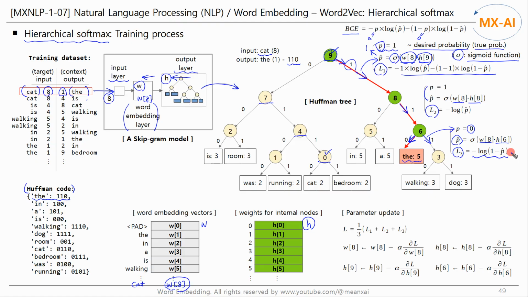Now that we have computed the loss function, we can update W and H via backpropagation. Calculate the average of the losses obtained above. Then we use gradient descent to update W8, H9, H8, and H6 as follows.